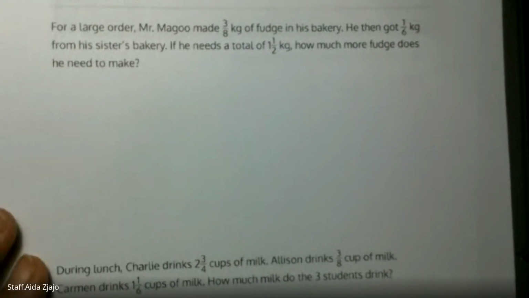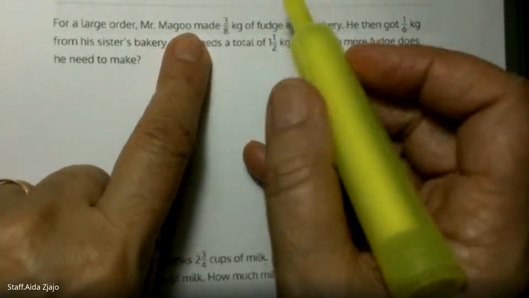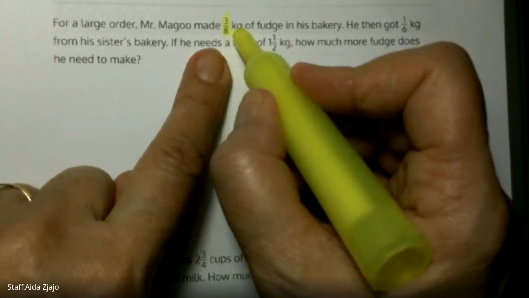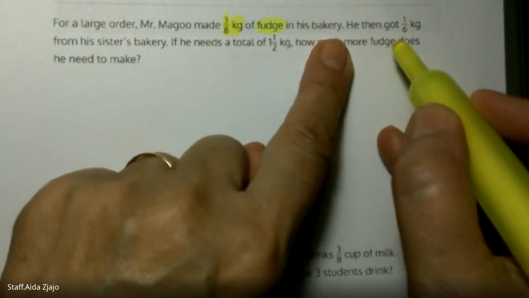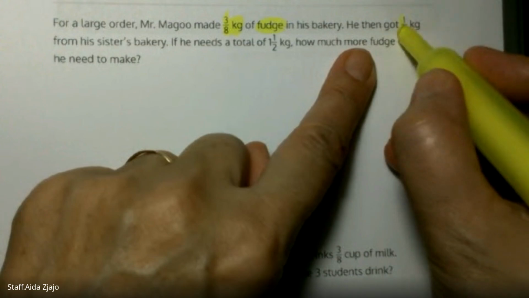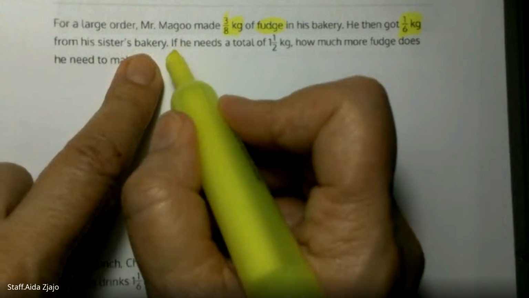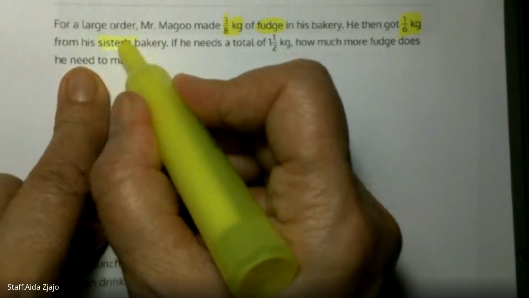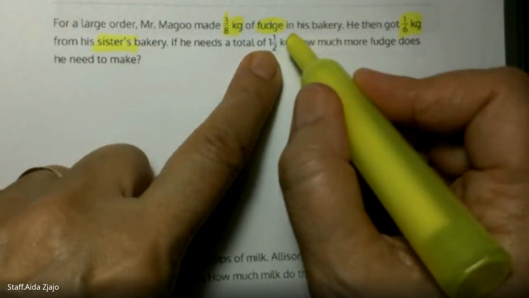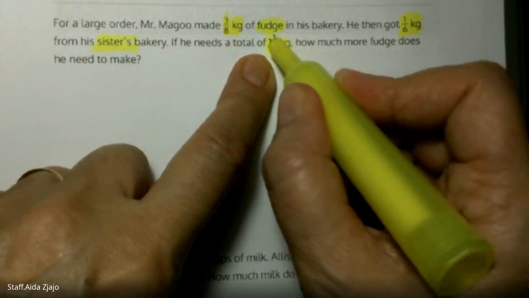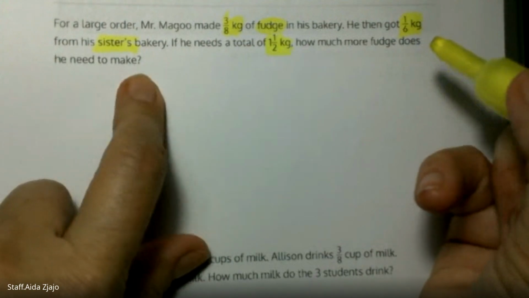Okay. For a large order, Mr. Magoo made 3/8 of a kilogram of fudge in his bakery. Then he got 1/6 of a kilogram from his sister's bakery. His sister gave him that. If he needs a total of 1 and a half, 1.5 kilograms, how much more fudge does he need to make?